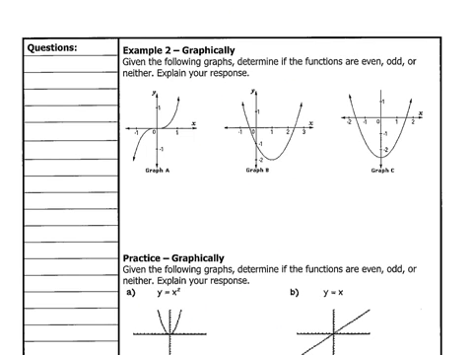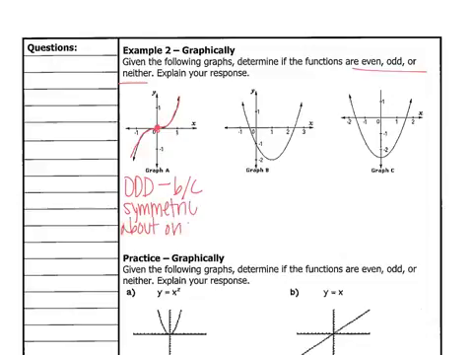So looking at these three graphs, we have graph A, B, and C, and we are asked to determine if it's odd, even, or neither, and to explain our response. So the first thing you need to do is look for some symmetry. And in this first graph, this is actually what we just saw, where we could rotate or reflect through the origin. So we're going to say this is odd. And this is because it's symmetric about the origin.